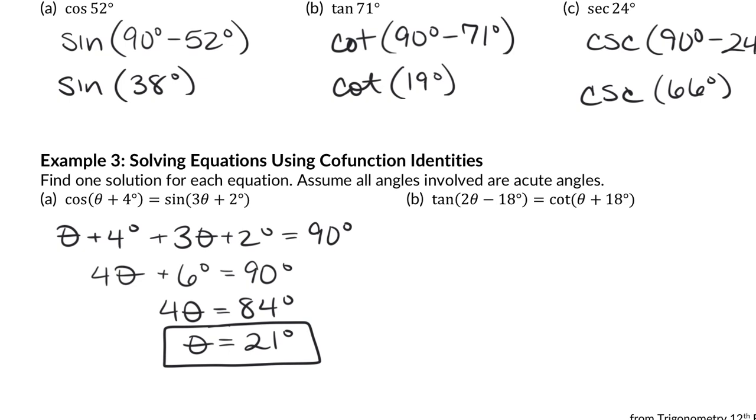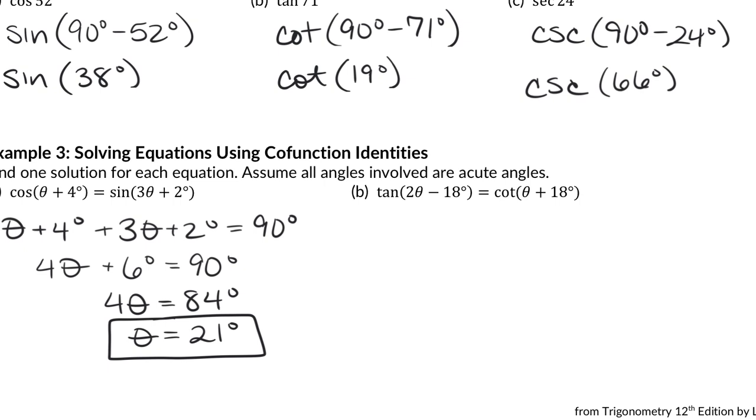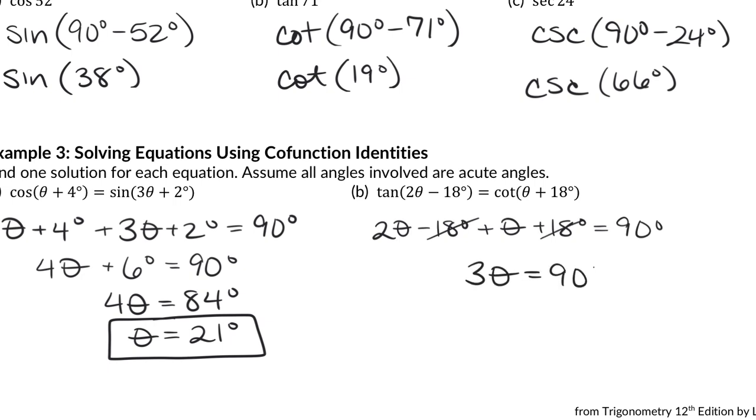So in part B, we recognize that tangent and cotangent are cofunctions. So all I have to do is take their insides, 2 theta minus 18 degrees, and add theta plus 18 degrees, and they should be equal to 90 degrees. Let's work smarter, not harder. What is negative 18 plus 18? 0. It's like they cancel each other out, which means we end up with 3 theta equal to 90 degrees, which means theta is how many degrees? 30 degrees.